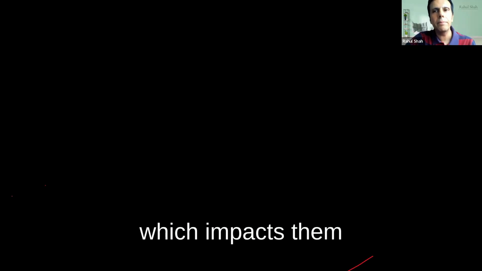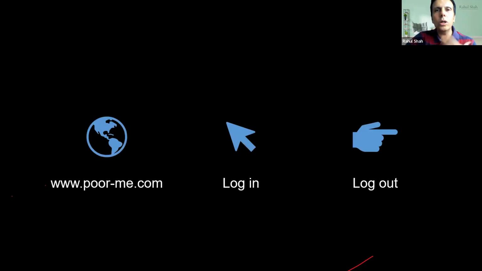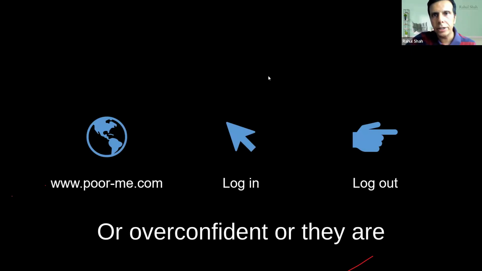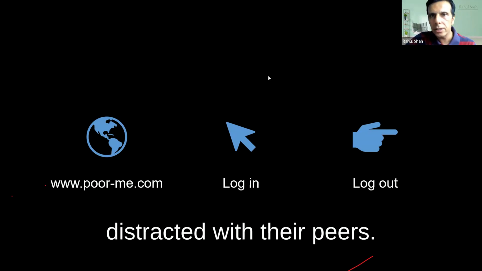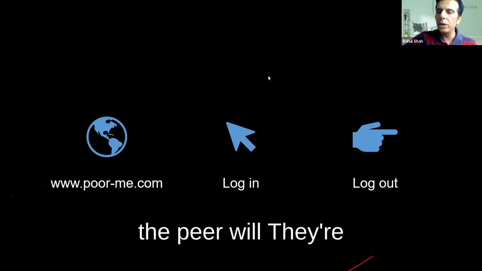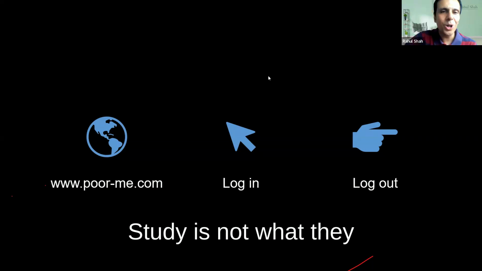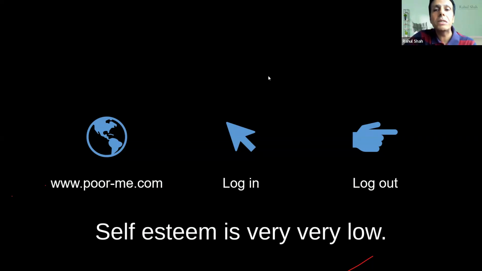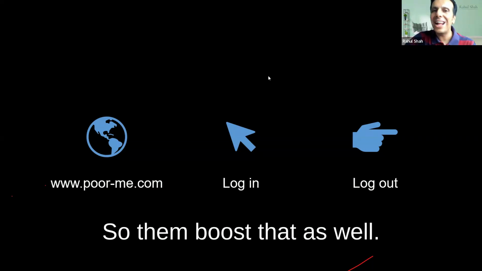And the other thing which impacts them a lot is the self-image. उनको लगता है कि मैं नहीं कर पाऊंगा, या I'm not good enough, or overconfident, or they are distracted with their peers. They get worried with how the peer will, they're in another world altogether. Study is not what they are focusing on. Self-esteem is very, very low. So we help them boost that as well.